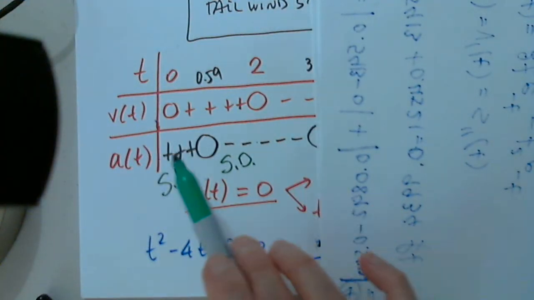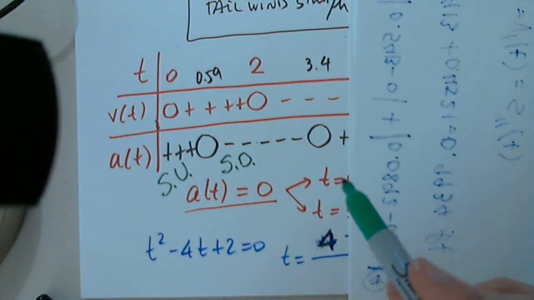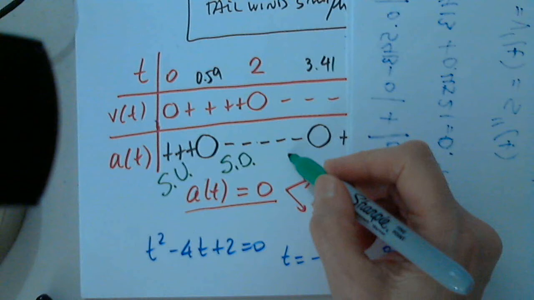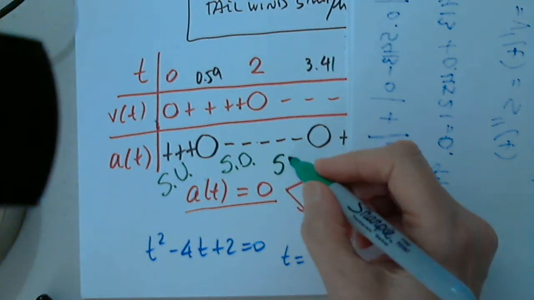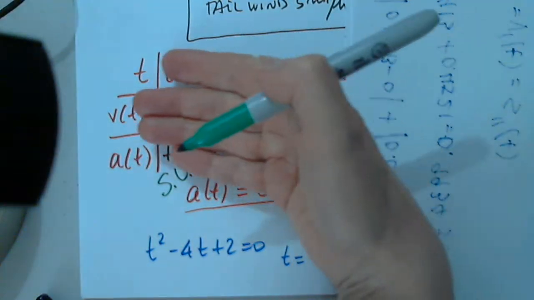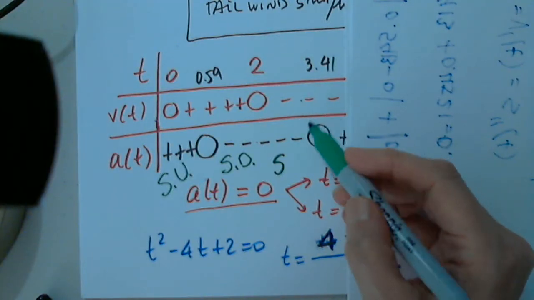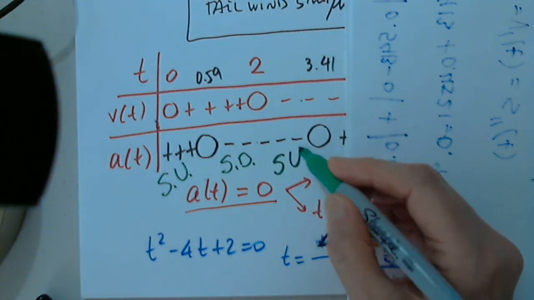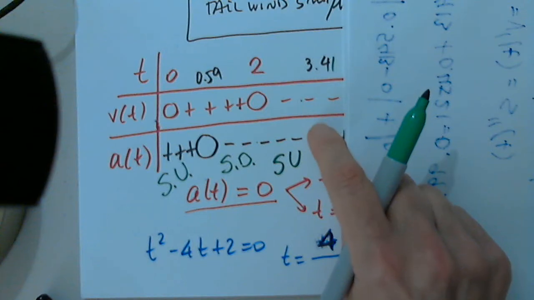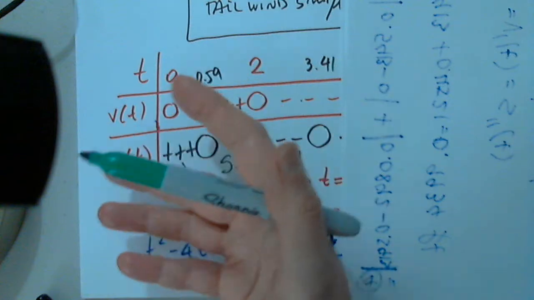The velocity is negative, the acceleration is negative, between second 2 and second 3.41. What does the particle do? It's moving to the left, speeding up. So they are both going this way. They are helping each other. The velocity is negative, the acceleration is negative. They're not working in opposite directions. They're not impeding each other. They're just simply going back.